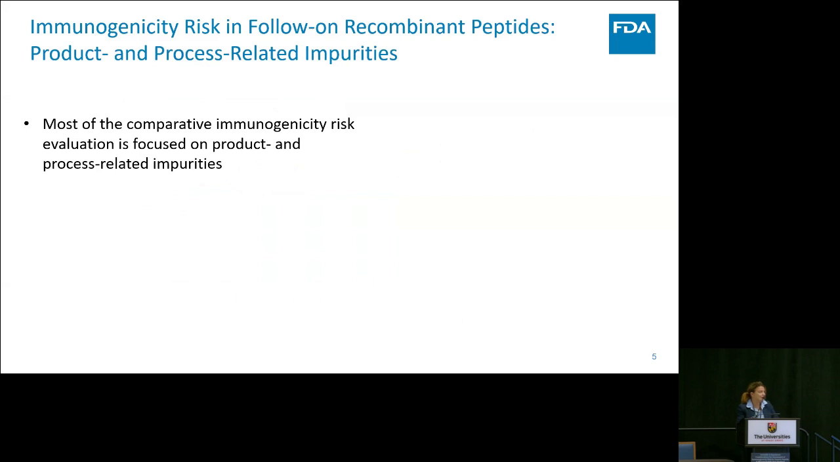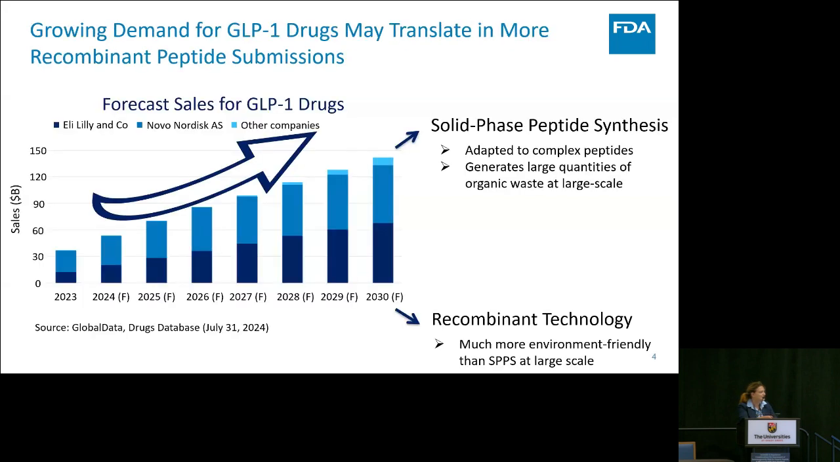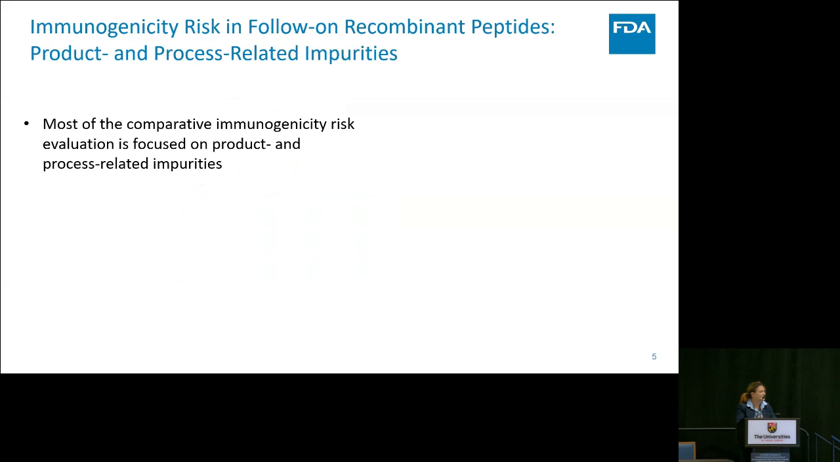The immunogenicity risk of a follow-on peptide product is evaluated in comparison with that of a reference-listed drug or listed drug, as you all know. And most of this comparative immunogenicity risk evaluation is focused on product and process-related impurities.